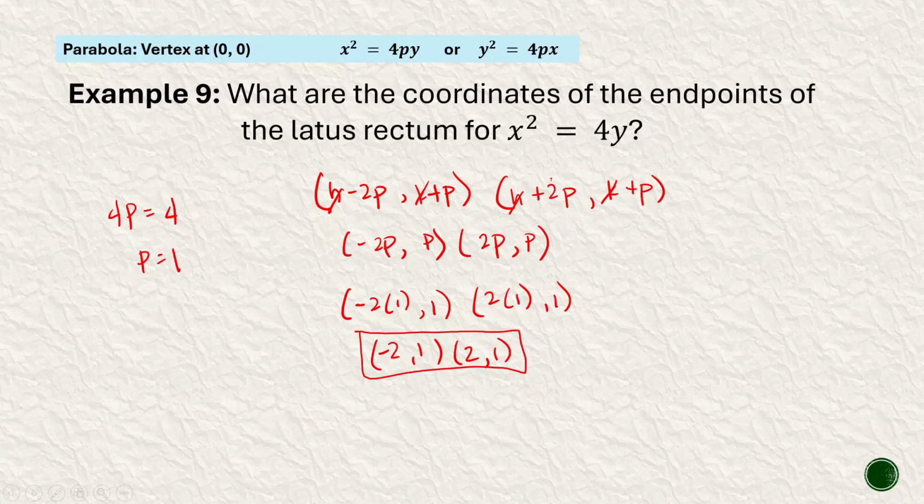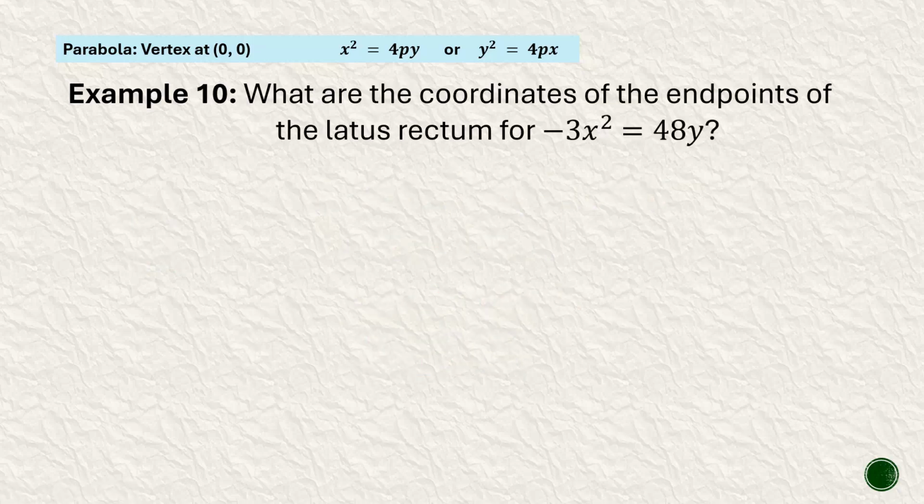There you go. Alright, let's answer the next one. Here we have to find the coordinates of the endpoints of the latus rectum of the given parabola, just like in example number 9, but here it's a different example. We need to simplify the equation in such a way that it is similar to the ones on top, either x squared equals 4py or y squared equals 4px.